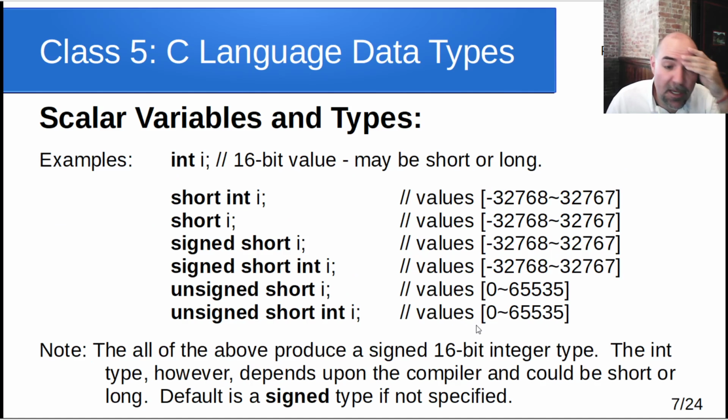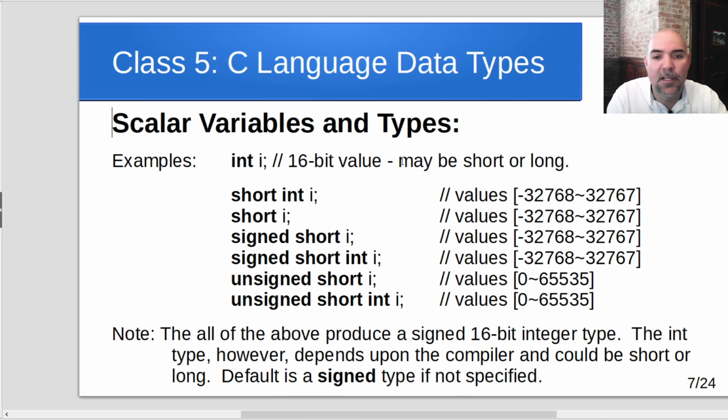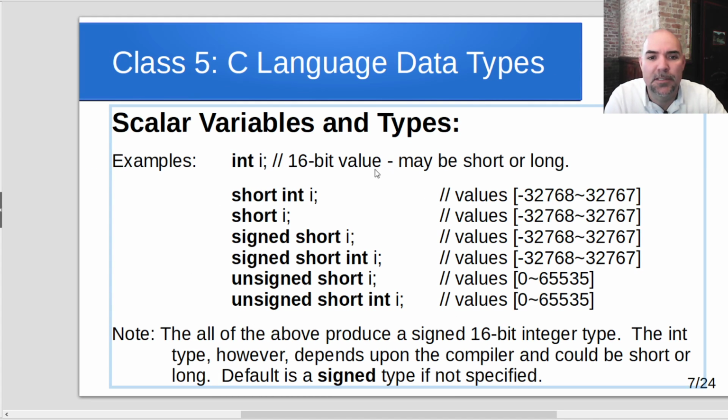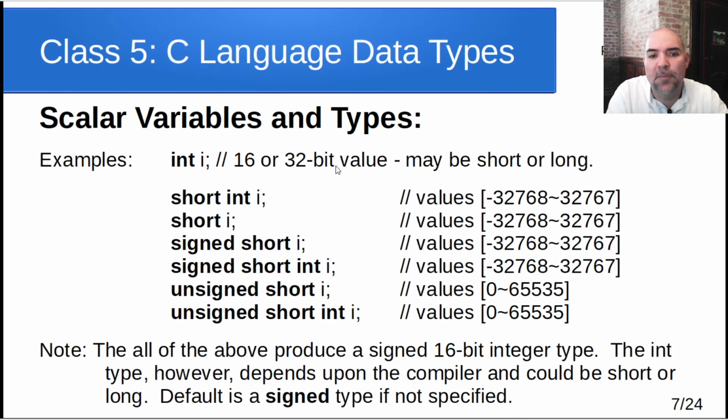Okay, int. If you say int i in your code, that's going to create an integer variable named i. And int is going to be maybe a 16-bit value, maybe a 32-bit value. Let me actually edit this real quick and change this. The reason why that's not specified is they left it up to the compiler for the system to use whatever the most natural native type is. So if you just say int i, on some compilers you'll get a 16-bit value. On some compilers you'll get a 32-bit value. So it might be either short or long.